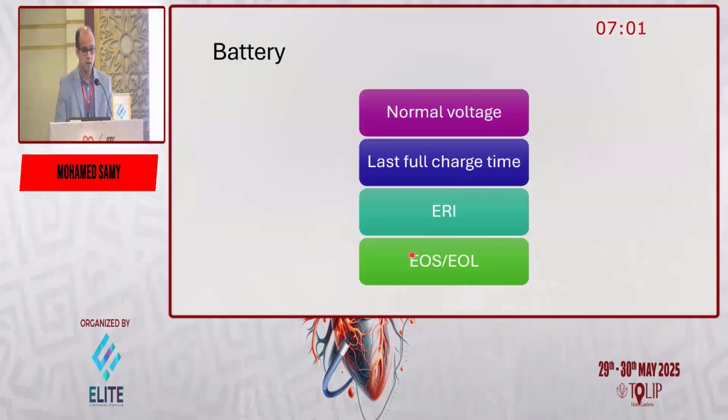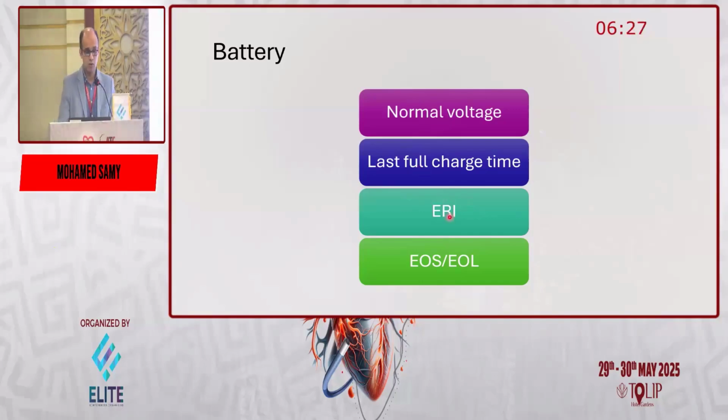Second thing, I will check the battery. The normal voltage of the battery at implantation is about 3.1 volts, and the last time for full charge. Both data will tell me about the elective replacement indicator. It collects battery impedance if above 3000 ohms, full charge time if above 15 seconds for most manufacturers, and the voltage of the battery if below 2.5.